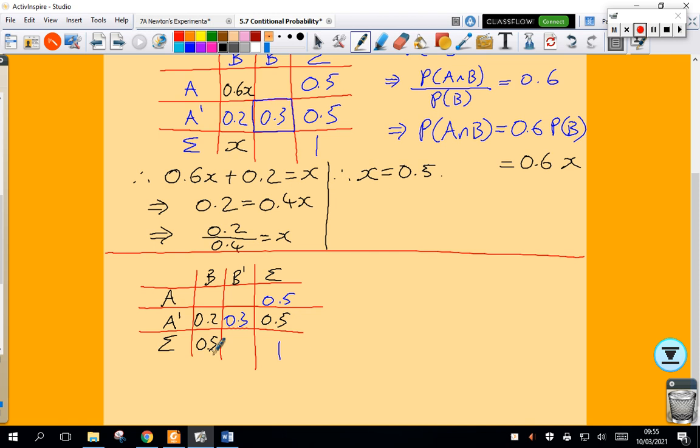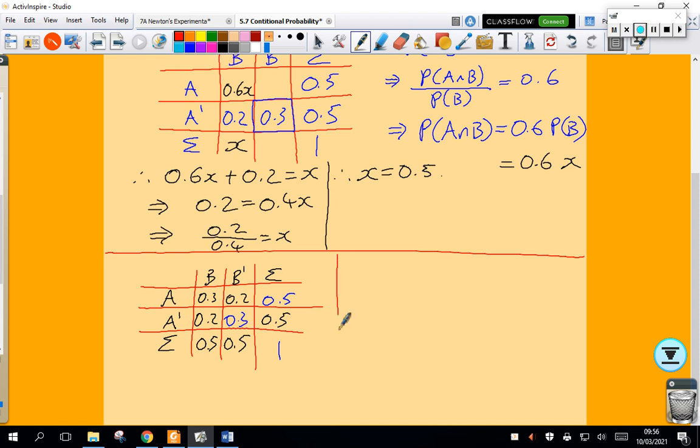Okay, and from here we can figure out everything. 0.5 adds to 0.5 to give me 1. 0.3 has to add to 0.2 to give me 0.5. And 0.2 has to add to 0.3 to give me 0.5. There's my completed contingency table.